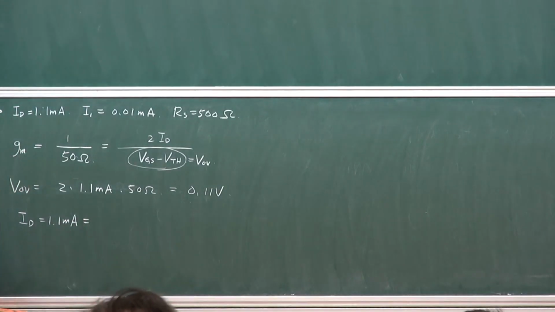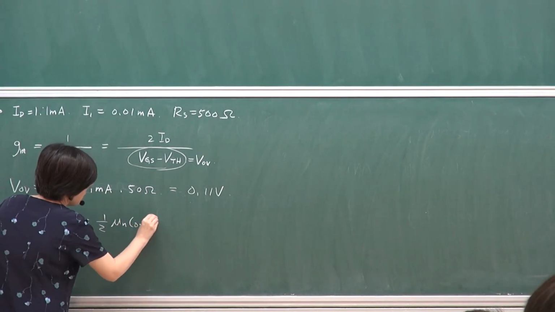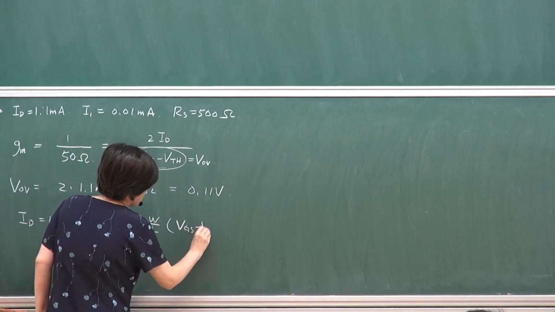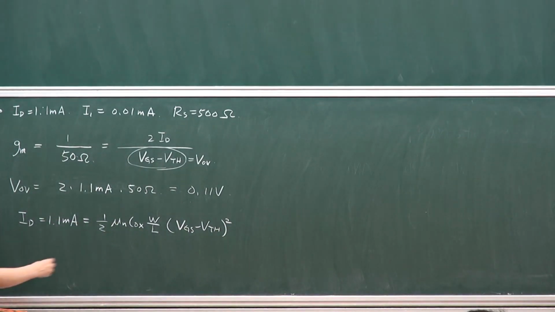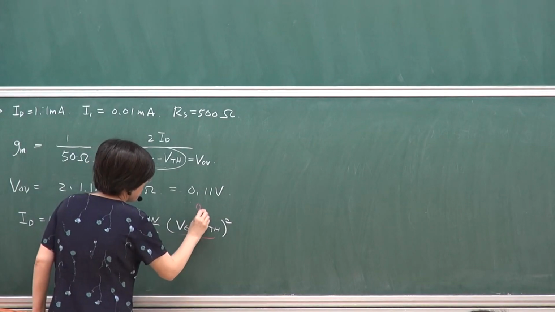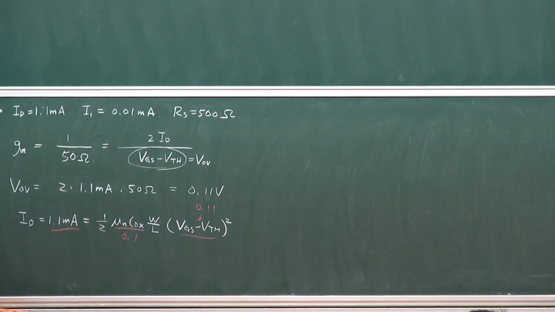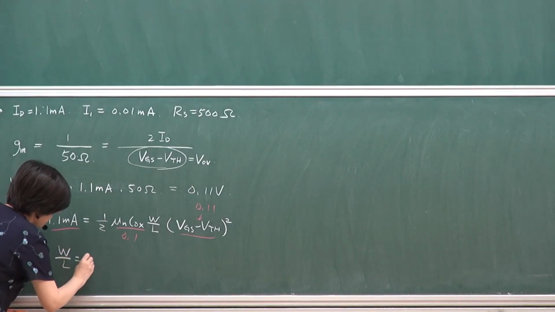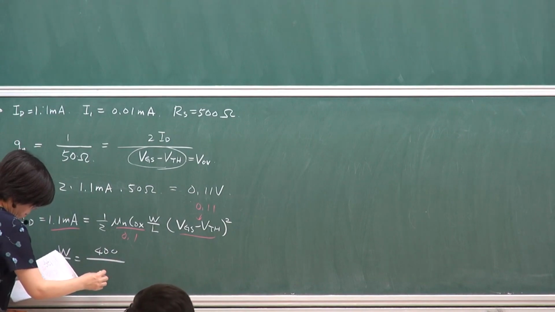The current is set to 1.1 mA. Under saturation, the current is μnCox, W over L, times VGS minus VTH squared. I know this to be 0.1, I know this number, and this is 1.1. So I should be able to solve for W over L. The W over L in this case is 400. It's a relatively large device.